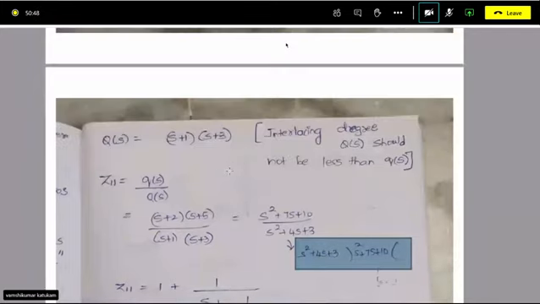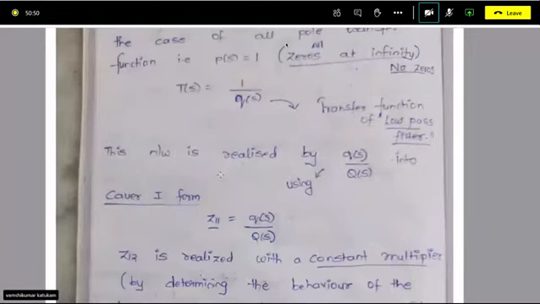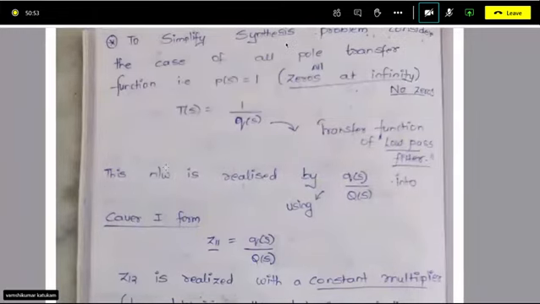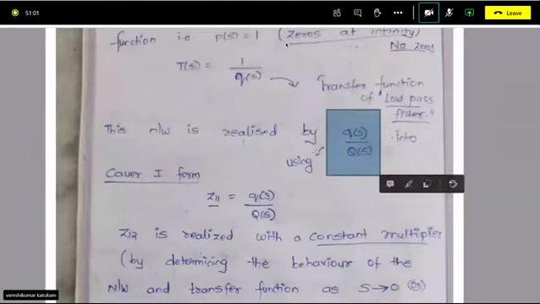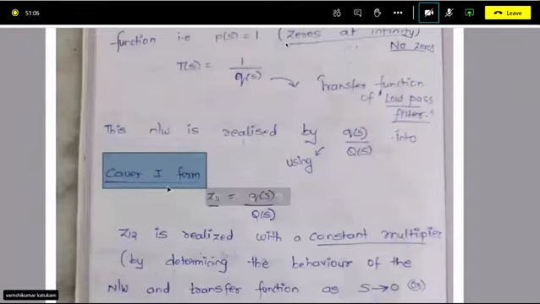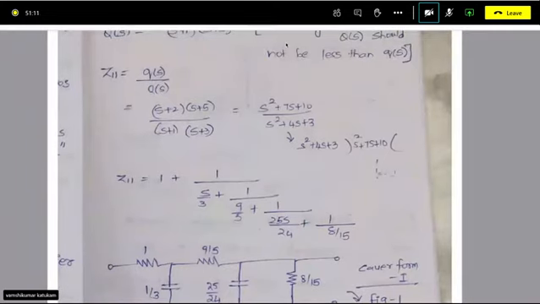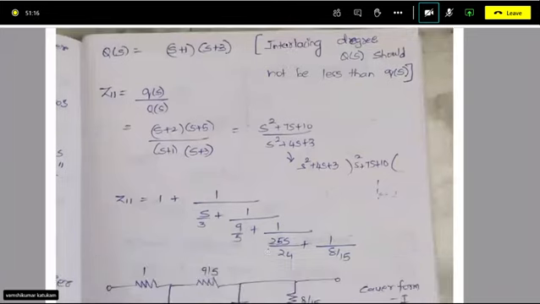So after getting this, here I told you, 1 by q of s if you have, this network is realized by using small q of s upon capital Q of s, which is Z11, in K form 1. If you remember, K form 1 is this form. So you just divide this and use it. I have explained one example, using that you can convert.